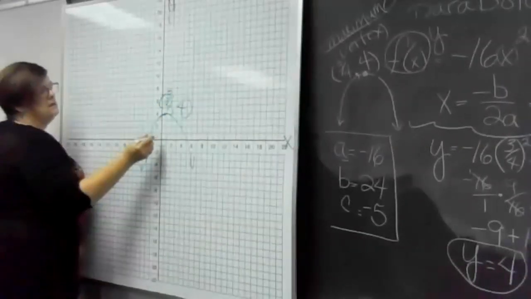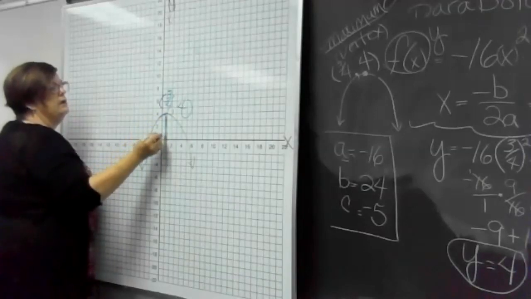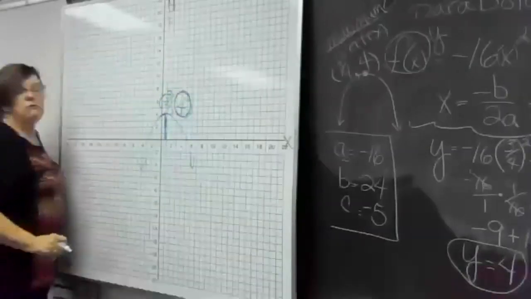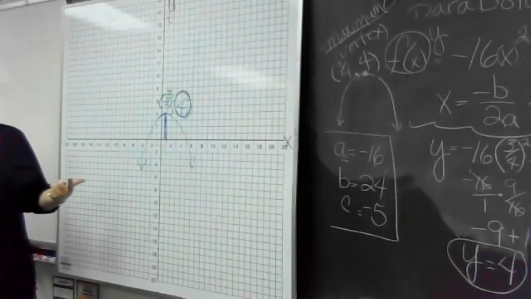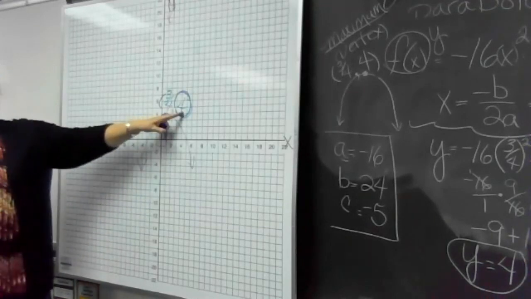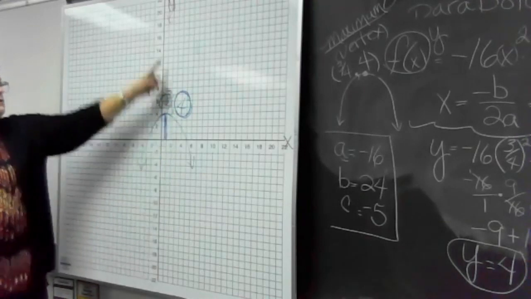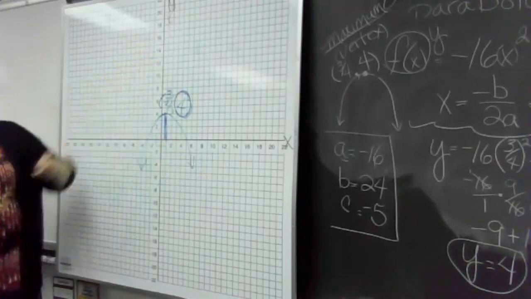That means the highest that we went was 4. So if they only have one number that says the maximum, find the maximum, it's always the y. Always the y, because the y goes up and down. So the highest on the y is 4.